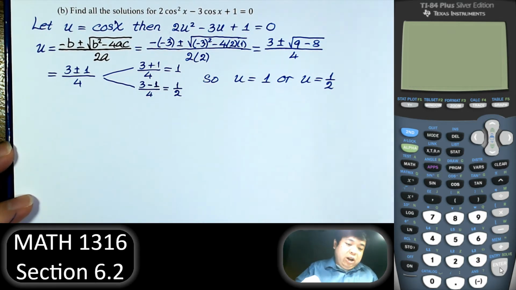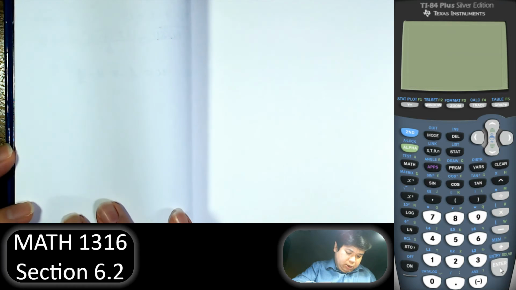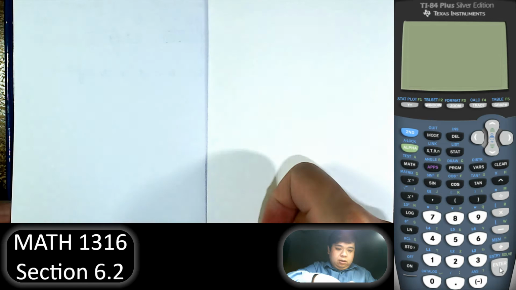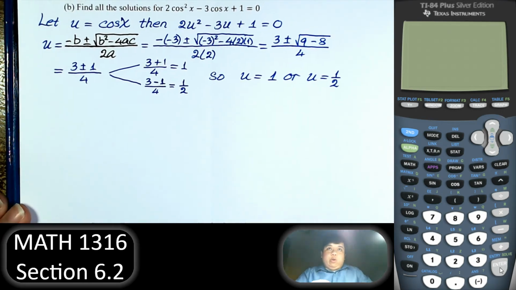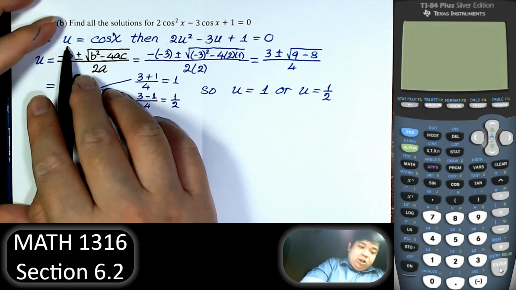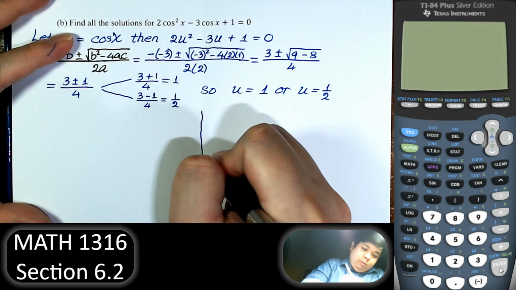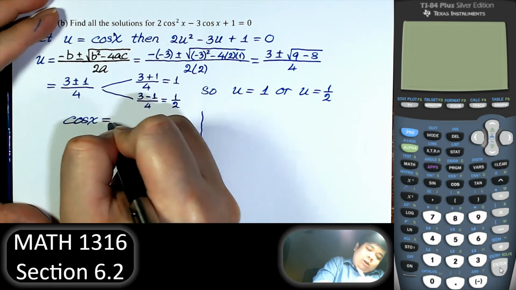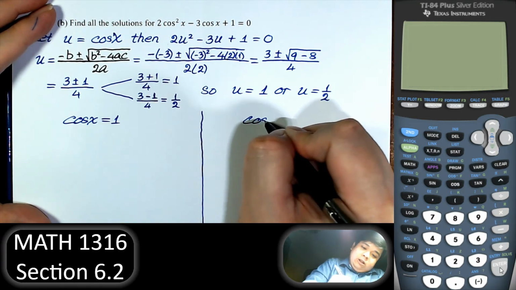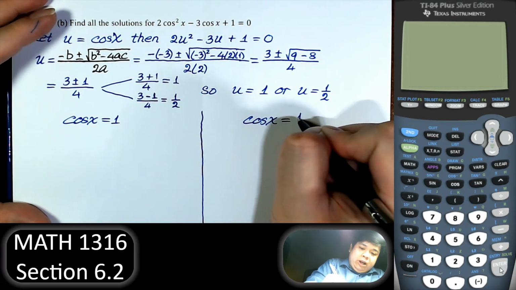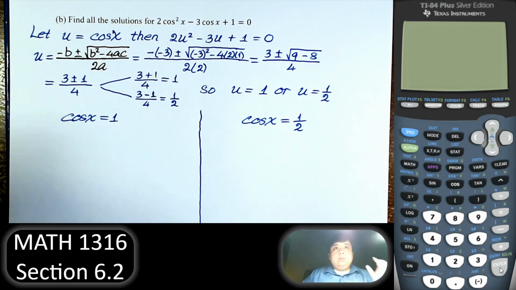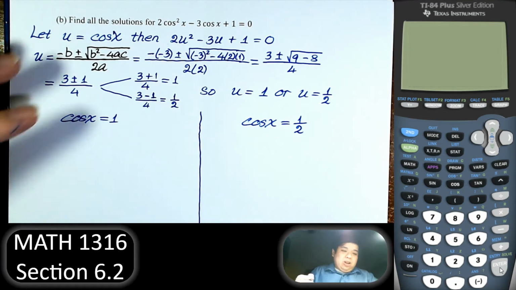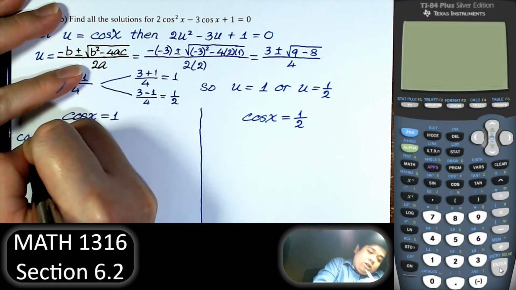Right. Once again we have two values for u, or 2 values for cosine, because u is equal to cosine. Now we have 2 equations. The first one is cosine equal to 1, and then we have cosine equal to 1/2. Now, as always, cosine or any trig function, we start with the inverse.